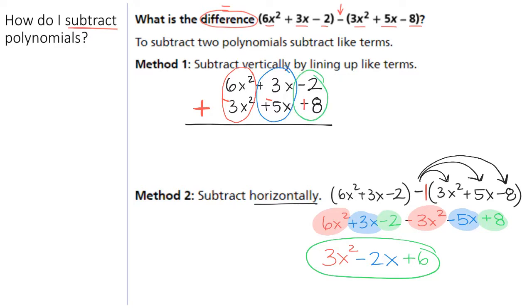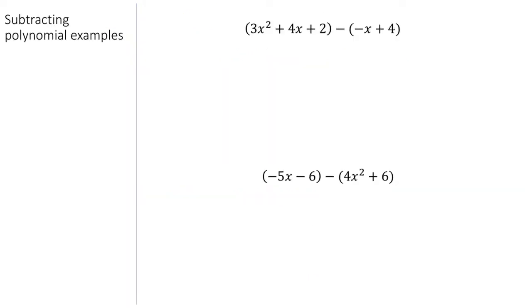So we get the same answer, 3x squared. 3 and negative 5 gives us negative 2x and a positive 6. It's just aligned a little differently. So in both of these cases, you have to remember to change the sign or distribute the negative.